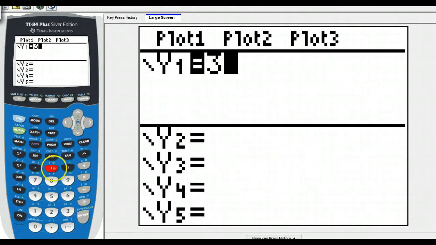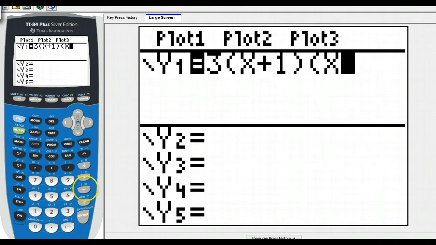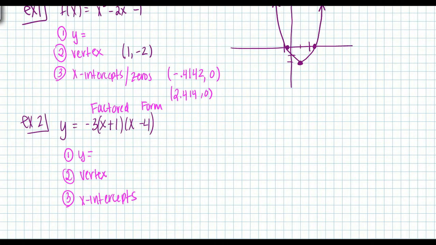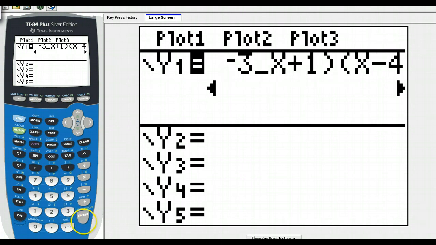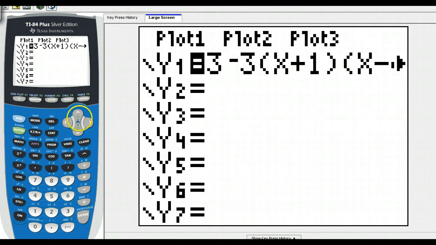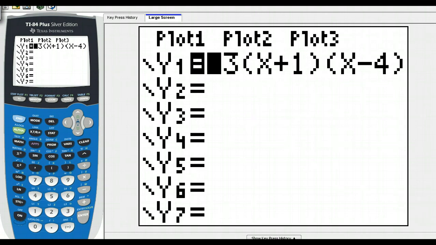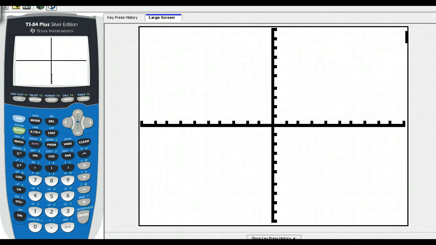Got 3 times x plus 1 times x minus 4. I think that's right. Let me double check. Plus 1 minus 4. Oh, and you know what? There's a negative 3 in front. That looks like I forgot. So I'm going to go second insert, negative 3. Oh, I did have that there. It's weird. Okay, there we go. Negative 3 times x plus 1 times x minus 4. And I'm going to go to my graph.